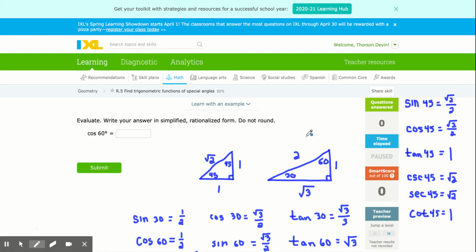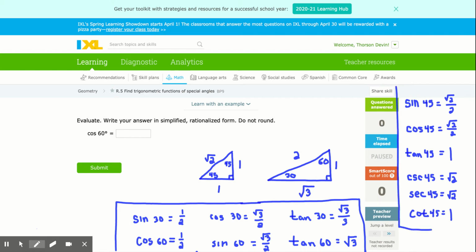I recommend you pause this video right now, take the time to write down these two what we call reference triangles. If you want, you could even write down all these ratios that I've already written down so you have them as reference, and it'll make this lesson go very, very simple and quickly. But I really prefer you to actually have these two reference triangles memorized.